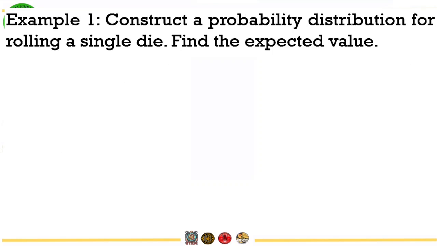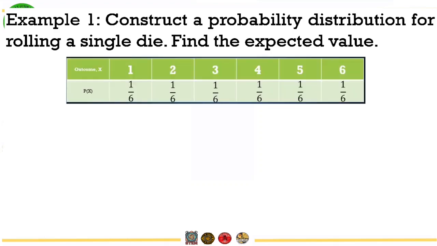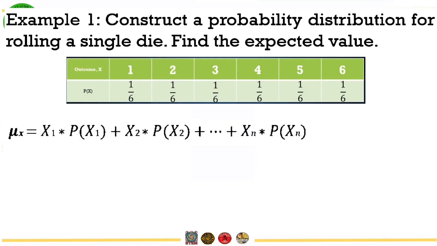Example: construct a probability distribution for rolling a single die. Find the expected value. Expected value means the mean of the discrete random variable. Here is the discrete random variable table for rolling a single die. Each side will have a probability of 1 over 6. You can get the mean by taking the random variable x1 times its probability, plus x2 times its probability, and so on.